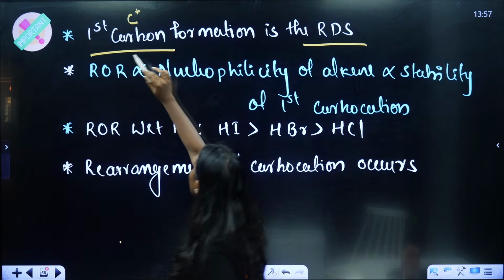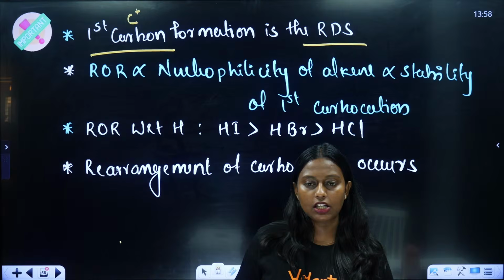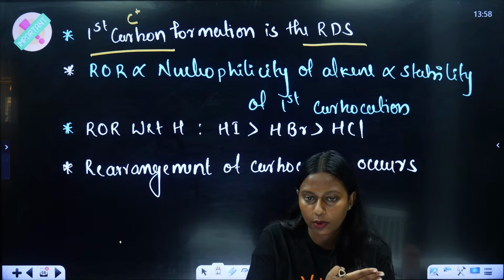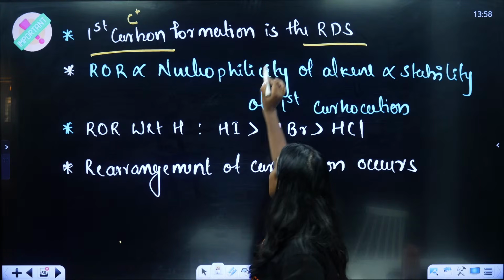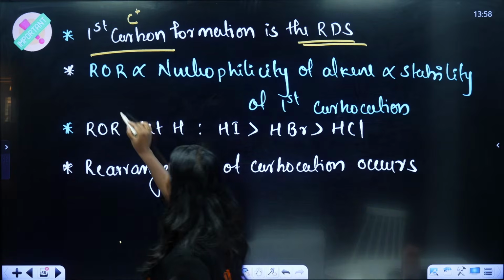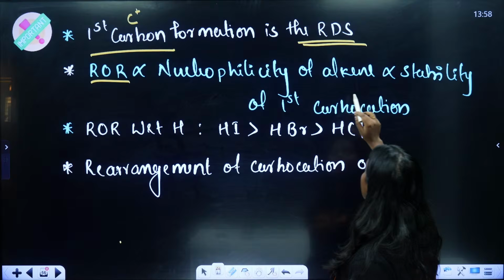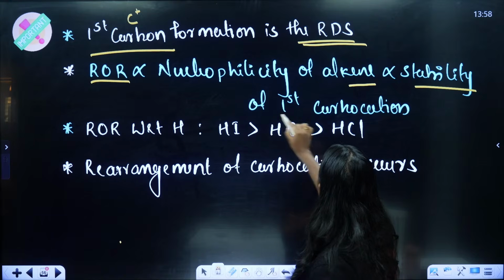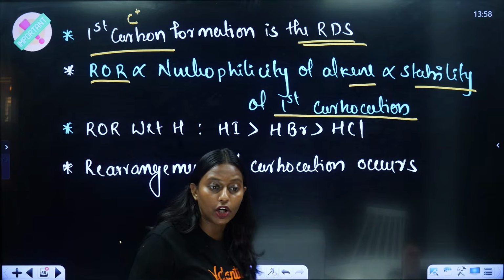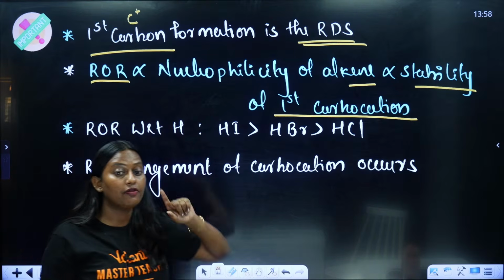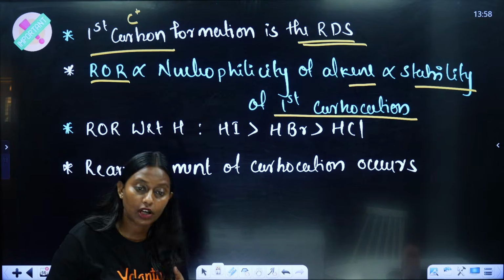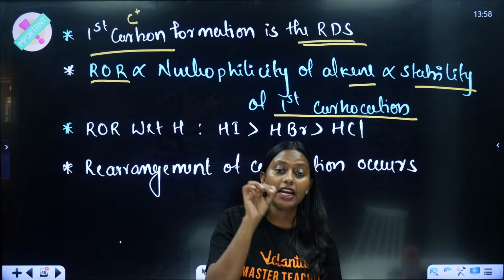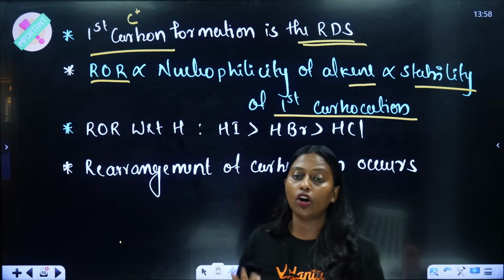First carbocation formation is actually the rate determining step, that is, the carbocation that forms before rearrangement. That step will determine the rate of the reaction, and the rate of the reaction is directly proportional to the nucleophilicity of the alkene, and directly proportional to the stability of the first carbocation. I told you, the first carbocation, that means the carbocation before rearrangement, is directly proportional to the rate of reaction.